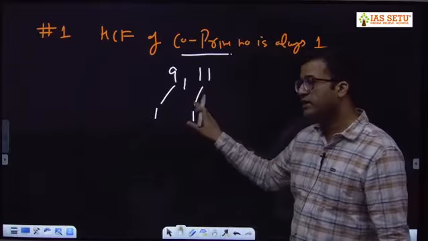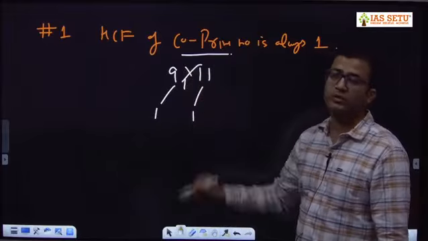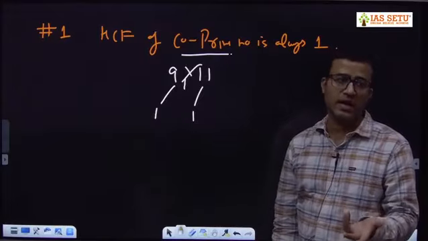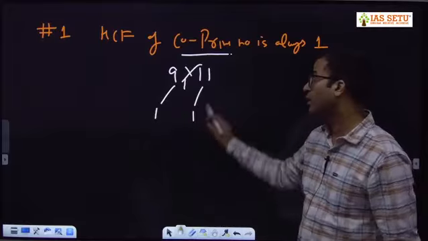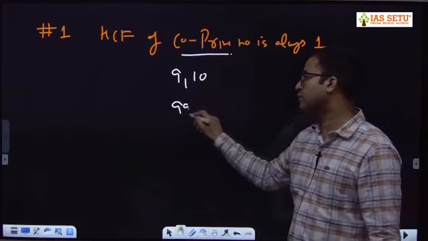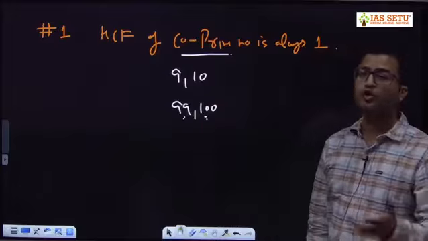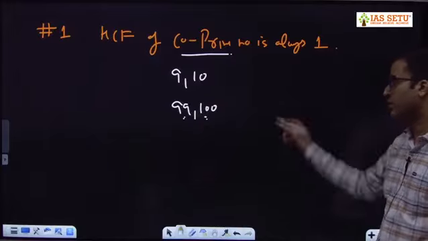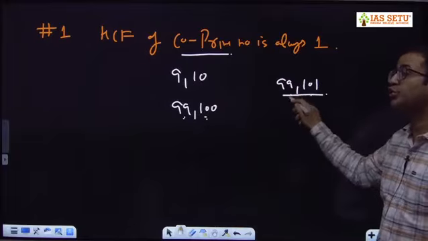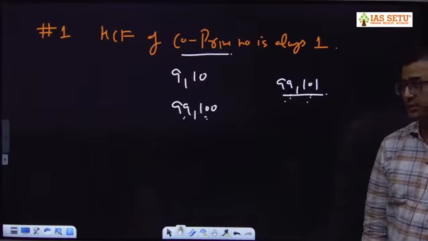See here, if the highest common factor is other than 1, it means we have a common factor other than 1 also. Then it means this will not be co-prime. If it is co-prime, then the common factor between them is 1. If the common factor is 1, then the highest common factor itself is 1. So if I ask you what is HCF of 9 and 10, what is your answer? 1. If I ask you what is HCF of 99 and 100, 1. Why? Because these are two consecutive natural numbers. Two consecutive natural numbers are always co-prime. Their HCF is 1. What about 99 and 101? What is HCF? 1, because these are two consecutive odd numbers. Two consecutive odd numbers are also co-prime to each other.